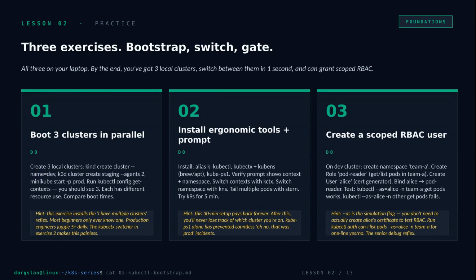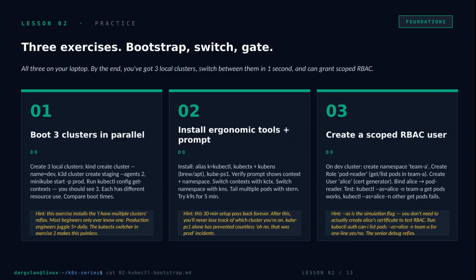Time to put it all together with 3 exercises, all on your laptop. First, boot 3 clusters in parallel. Kind for dev, K3d for staging, minikube for prod, then run kubectl config get-contexts and watch all 3 show up. Second, install the ergonomics, kubectx, kubens, kube-ps1, maybe k9s. This is the 30-minute investment that pays back forever. Third, the gate. Create namespace team-a, a pod-reader role, bind Alice to it, and prove the boundary holds with kubectl auth can-i. Bootstrap, switch, gate.